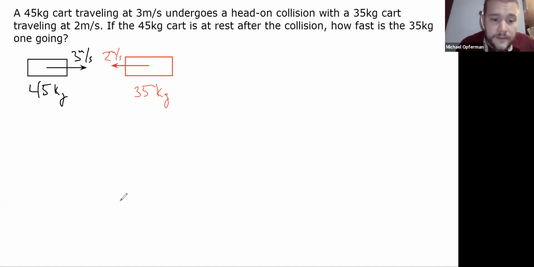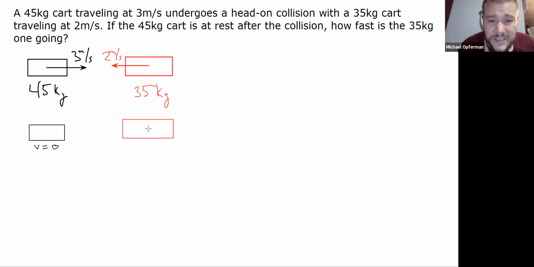Now the final state. So I know that the 45 kg cart, that's the black one, is at rest after the collision. So my final state should be the black cart here at rest, so V equals 0. And then the red cart, I don't know what it's doing. This is another case where maybe you're not too sure if the red cart is going to the right or to the left.